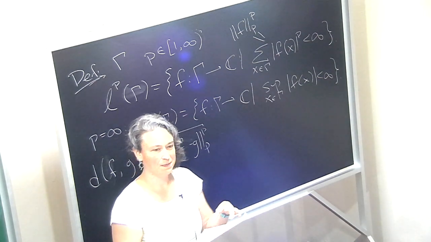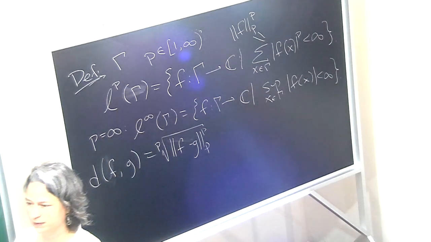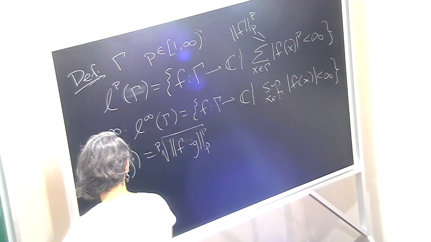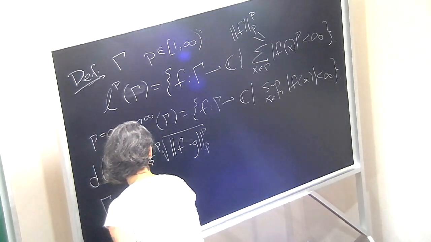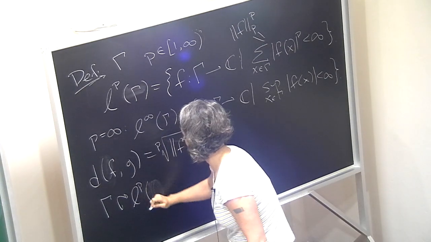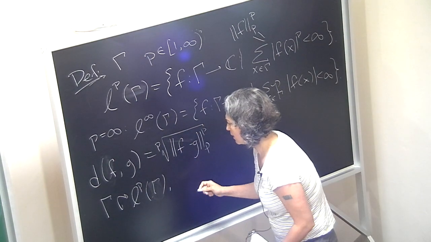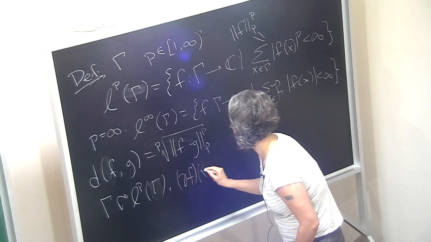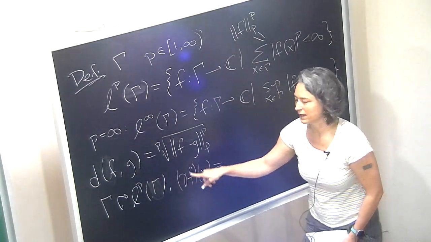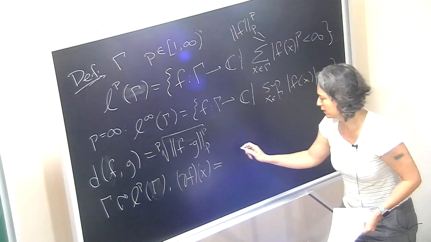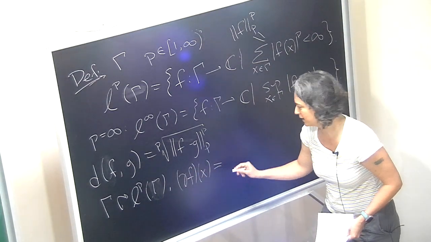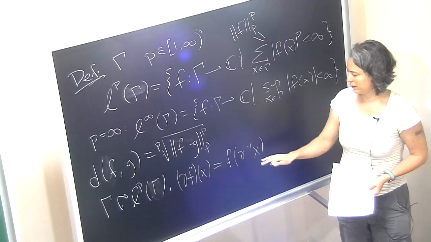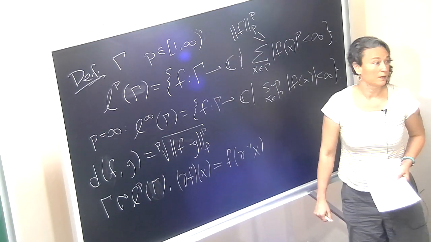Right. So I have some exercises that I'm going to distribute. For example, maybe I'll go ahead and define the action. So Gamma acts on l^p of Gamma by looking at Gamma f applied to x. Well, Gamma f is supposed to be a new function, so I need to tell you what its values are at x, and that is f after moving x by Gamma inverse. So, yes?